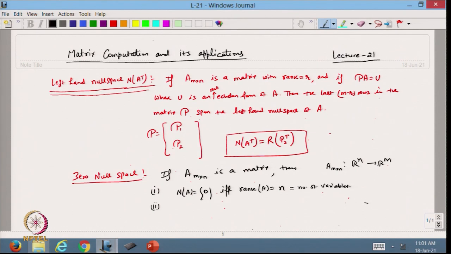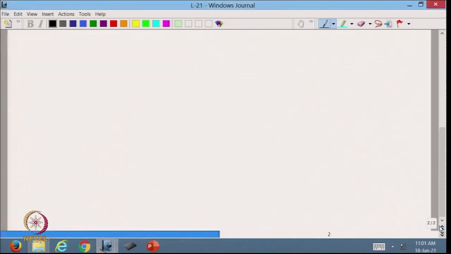And the second one is: the left null space will contain only the 0 element if and only if the rank of A transpose is equal to m. So that is the observation we are going to have. And we have seen that the matrix A, m cross n, is moving from R n to R m, and we also have the four subspaces.